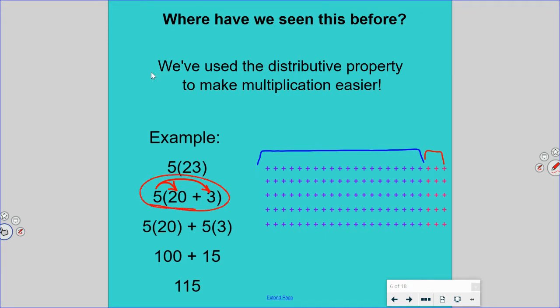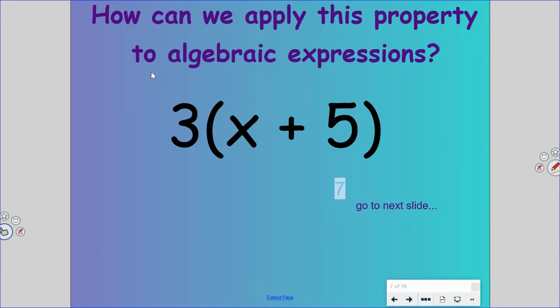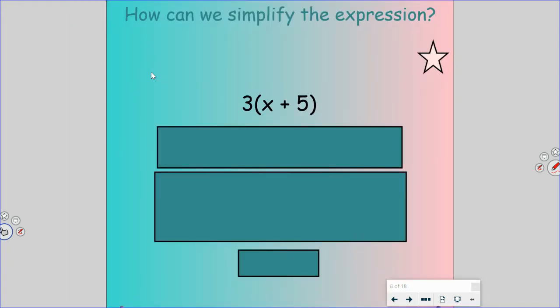Okay, Mr. Callan, but what if the terms inside are not all numeric? What if they are algebraic? How can we use the distributive property with algebraic expressions? Let's think about this. 3 times parentheses x plus 5. Remember, if you don't see anything, it does mean multiply.